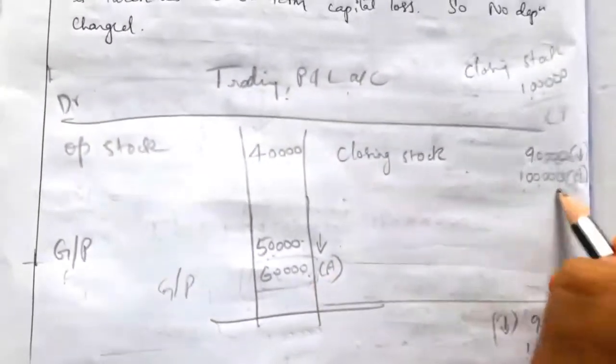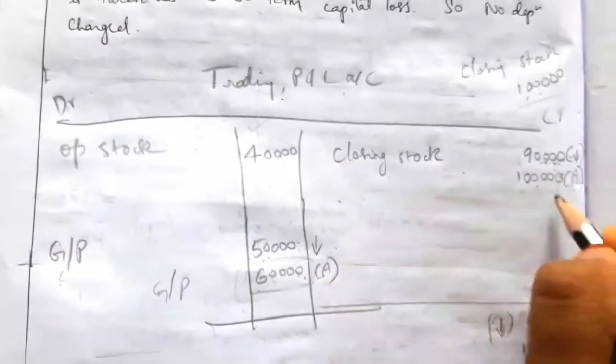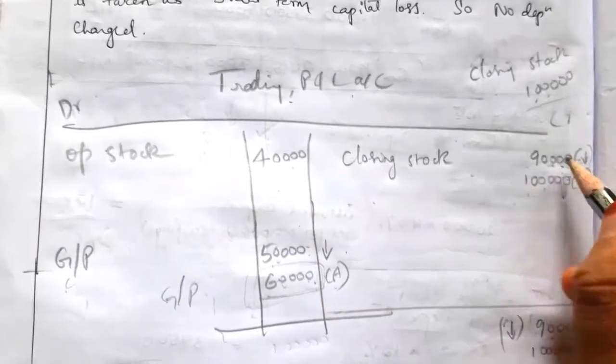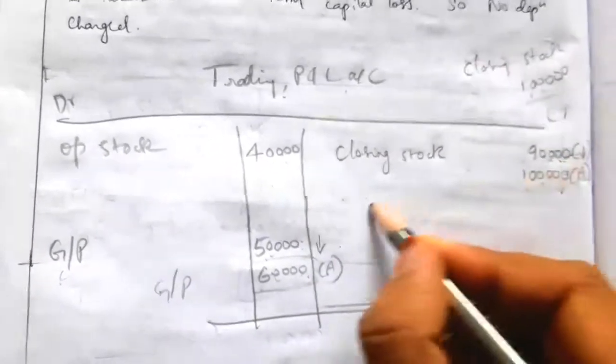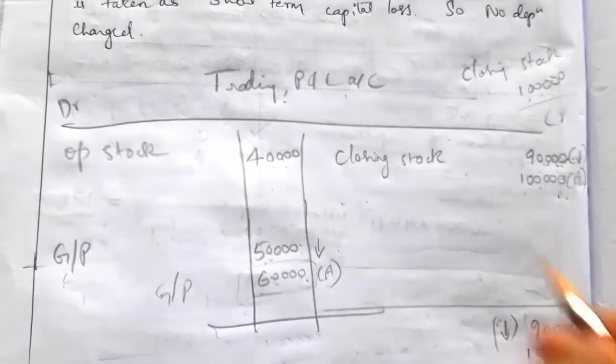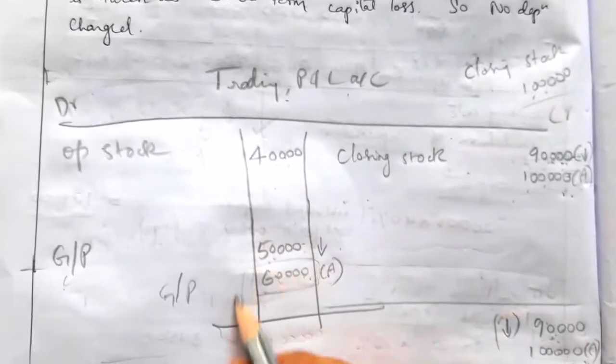We have to record 1 lakh means here we have to add 10,000 amount. So 90,000 already recorded. 90,000 already added, so here we have to add 10,000, so we will get 1 lakh total. So if you deduct 40,000, we will get actual gross profit.